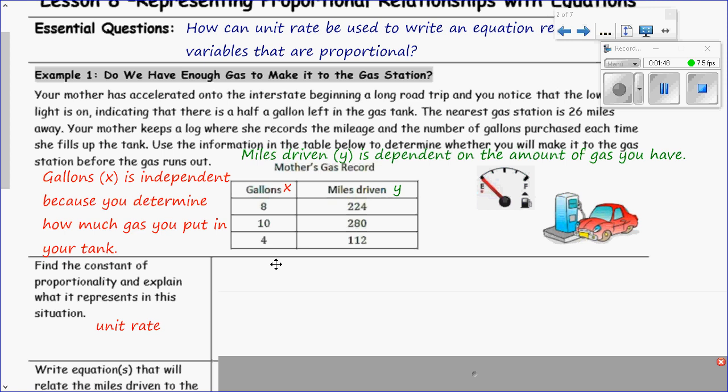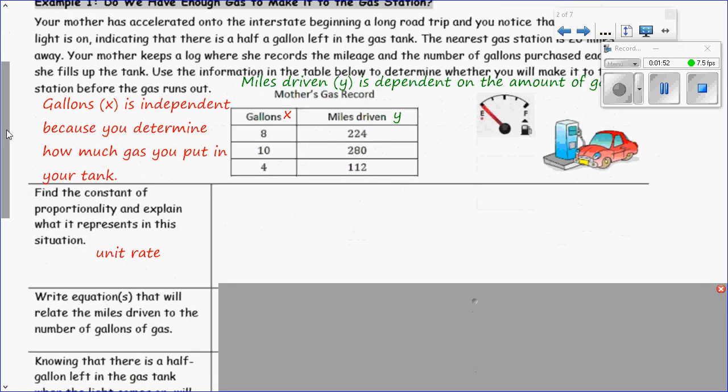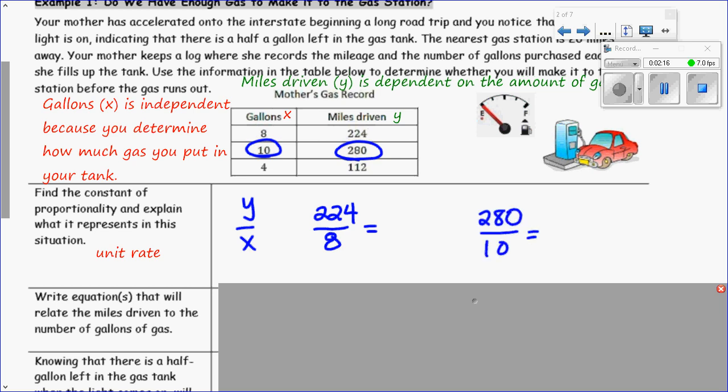We know that the constant of proportionality is found by doing y over x. The more we write that, the more you're going to know. That's going to be our go-to. So y over x. We're going to go ahead and prove it with all 3 of those examples. If y is 224, that goes on top, and x is 8, that goes on bottom. Then we can look at the next one. It would be 280 over 10. And for the last one, it would be 112 over 4.